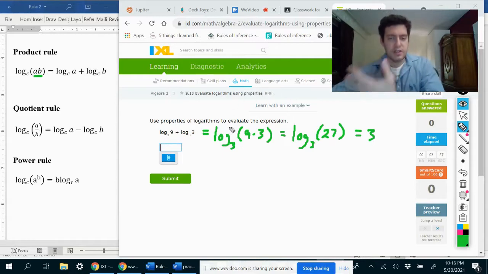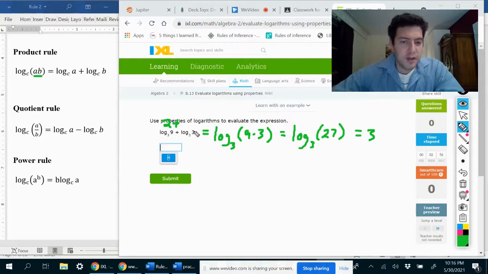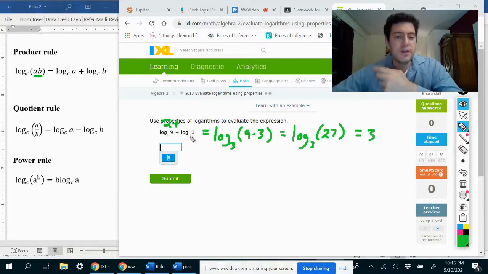This exercise is supposed to be about practice using these rules over here, but of course for some of them you can do them a different way. So the log of 9 base 3 is 2, right? 3 to the second power is equal to 9, and then plus we have the log of 3 base 3 is 1. 3 to the first power is equal to 3. So this is just 2 plus 1, which is 3. And that's the same answer that we got this way.